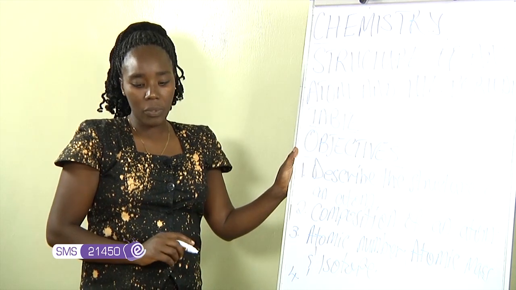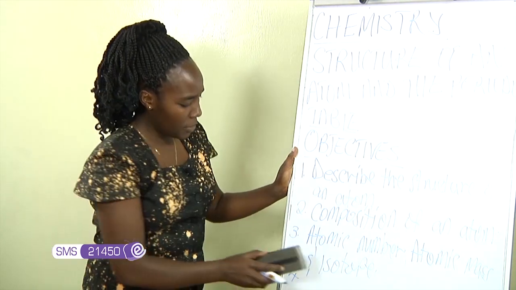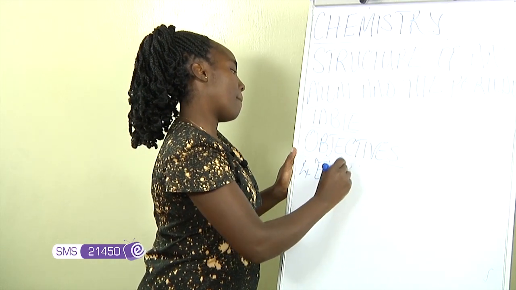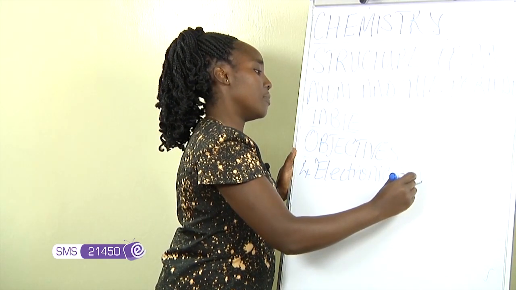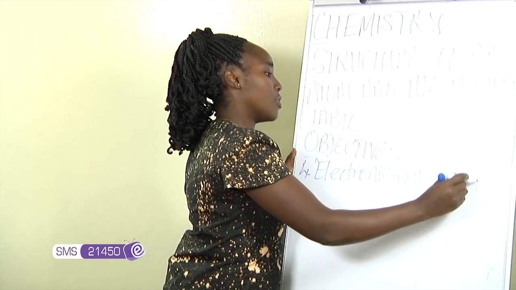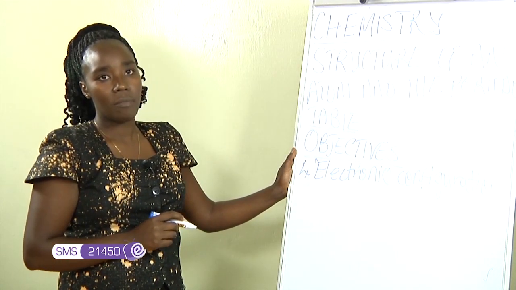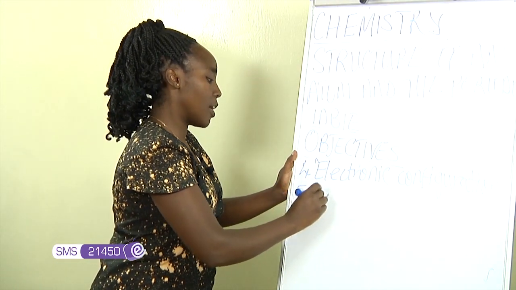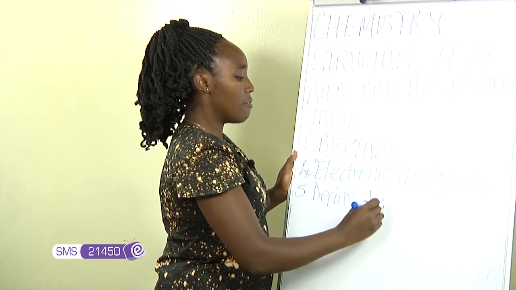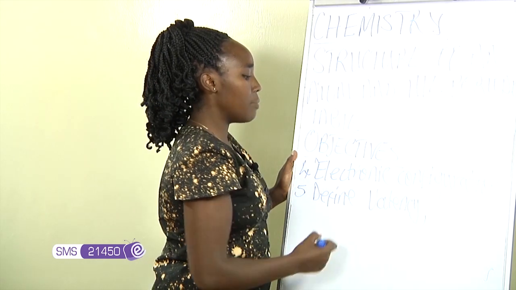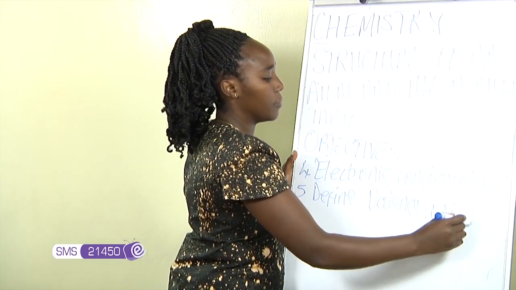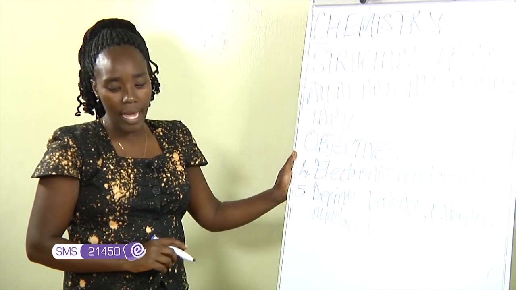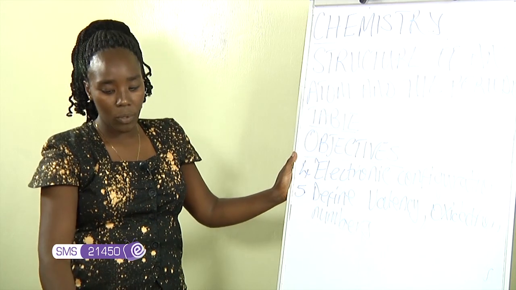Objective number 4, we are going to look at the electronic configuration of the various atoms that we are going to learn from the periodic table. Number 5, we'll also define what we mean by valency in various elements. We'll also look at the oxidation numbers in the various elements.